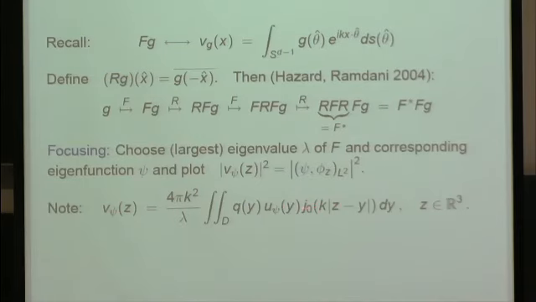And so you see that the Bessel function here decays if you go away from z. So if y is in D and z goes away from D, then it decays. So in this way, this function focuses on D. So what they do is they plot this function with respect to z, and then you somehow see the domain.